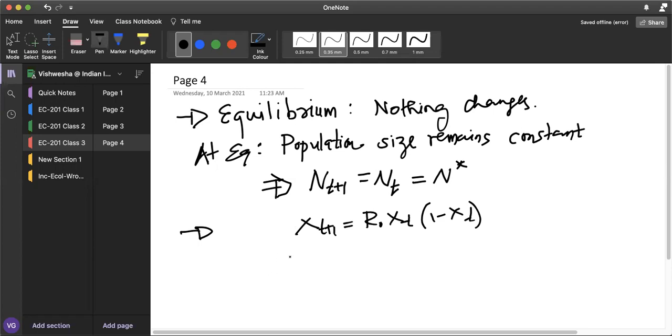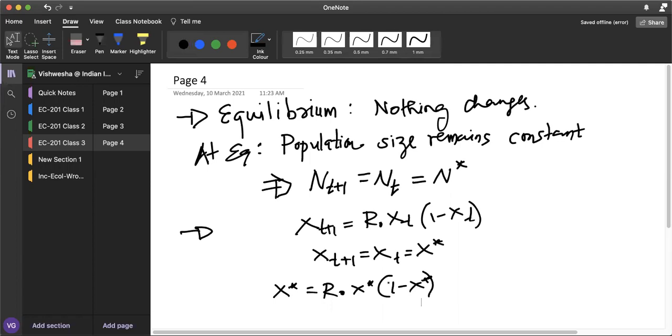So how do we find that out? I'm really sorry for the handwriting, but I hope that you are able to make out what I am writing. We just replace xt plus 1 as well as xt by x star in this equation. And if we do that, we get x star is equal to R0 times x star times 1 minus x star. If there was an equilibrium population, then this equation must be true, right?